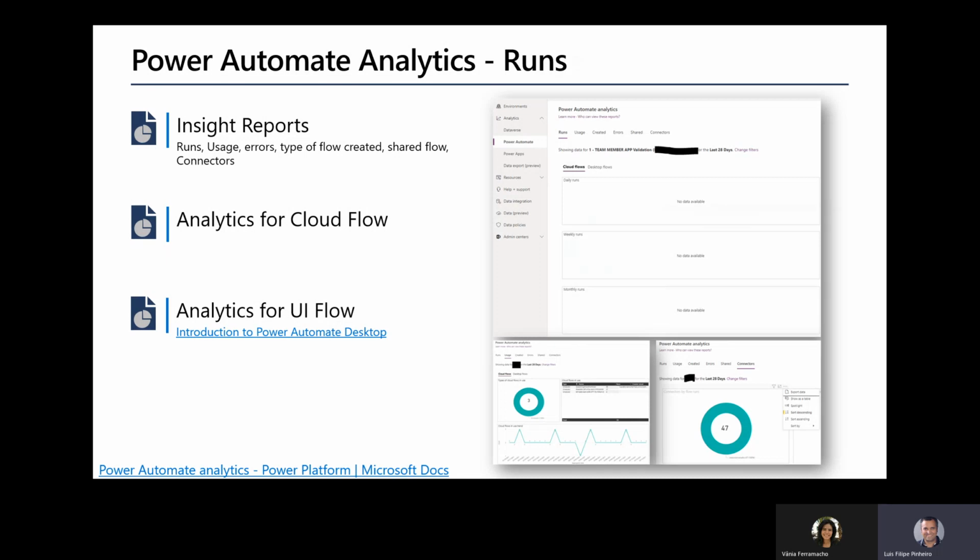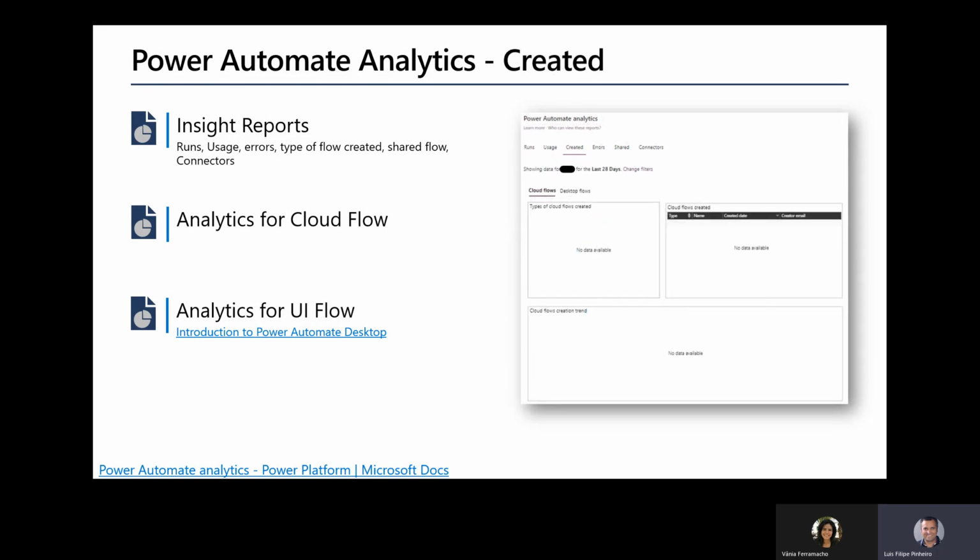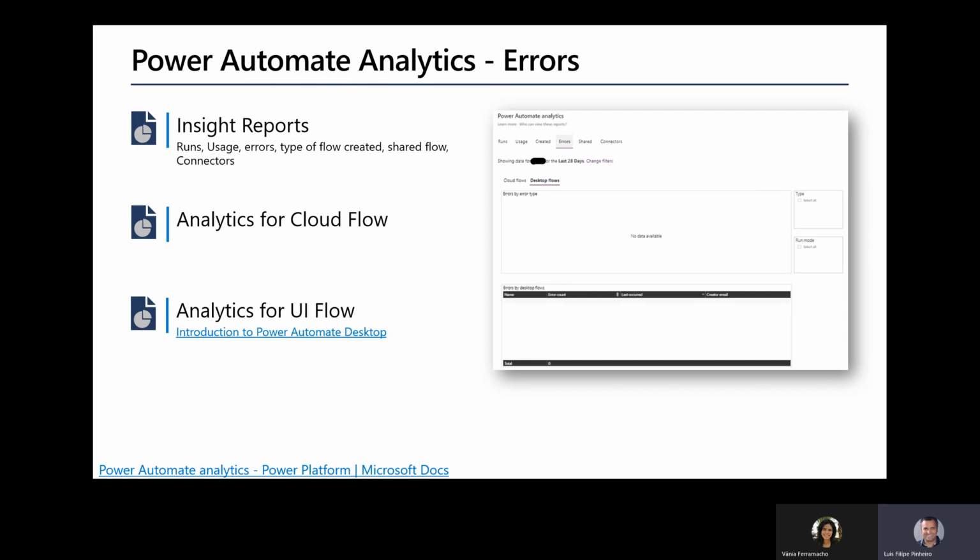So if we move forward and look at the usage report of the Power Automate analytics, this report provides insights into different types of flow in use, trends, and flow creators' names. Then we can move forward and go to the created report, which provides insight into the type of flow created, again the trends and the details. If we move forward, we can see the error reports, which provide insight into recurring error types, details, error counts, creator's email address, and last occurrence time.